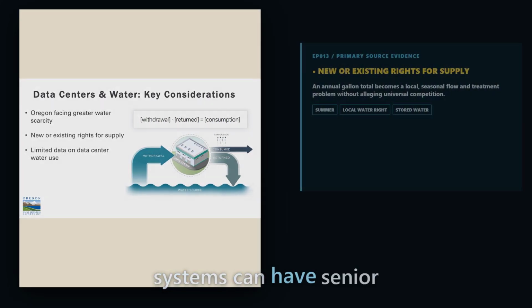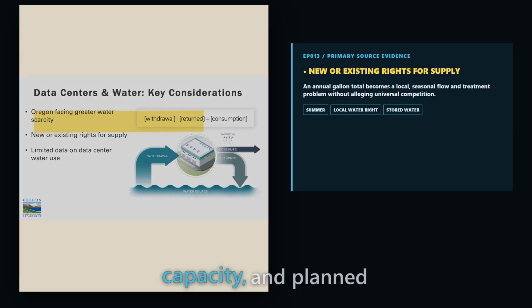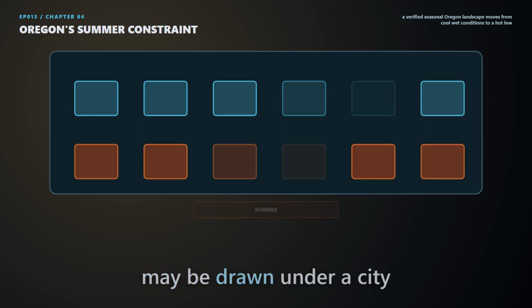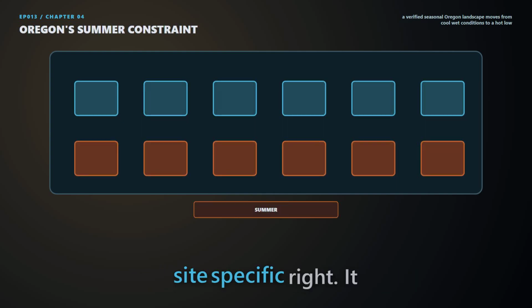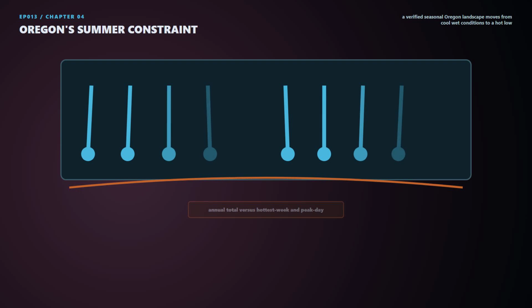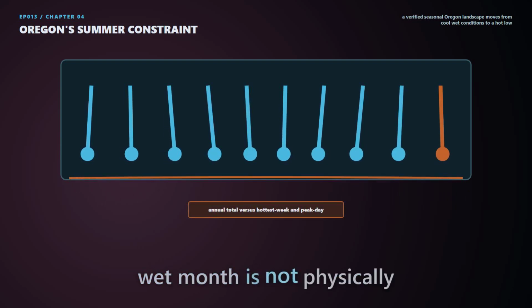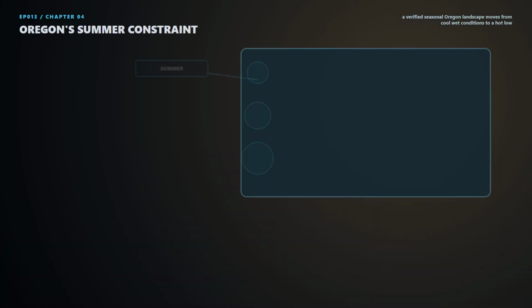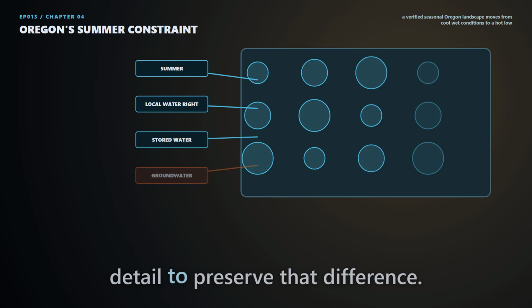Municipal systems can have senior rights, storage, treatment capacity, and planned reserves. A gallon used by an industrial customer may be drawn under a city right rather than a new site-specific right. It does mean location and timing are part of the quantity. 1 million gallons in a cool, wet month is not physically identical to 1 million gallons during a constrained summer week. A statewide annual number would need enough detail to preserve that difference.